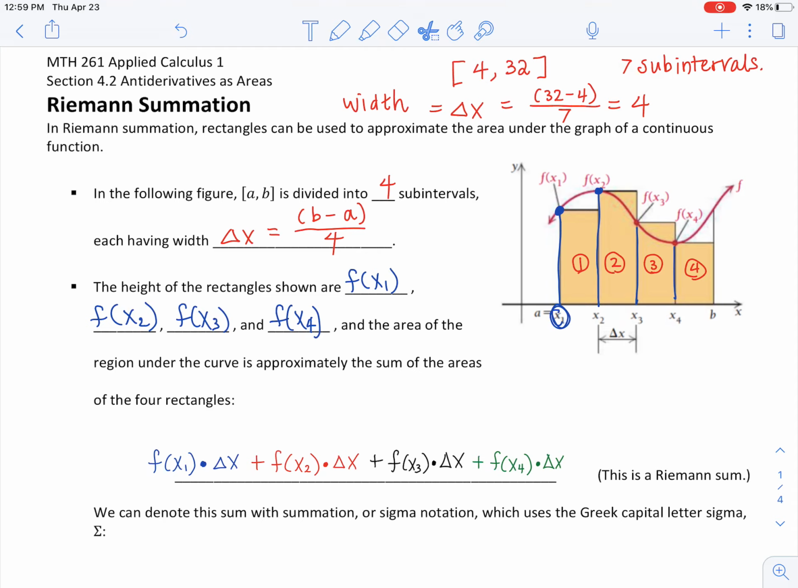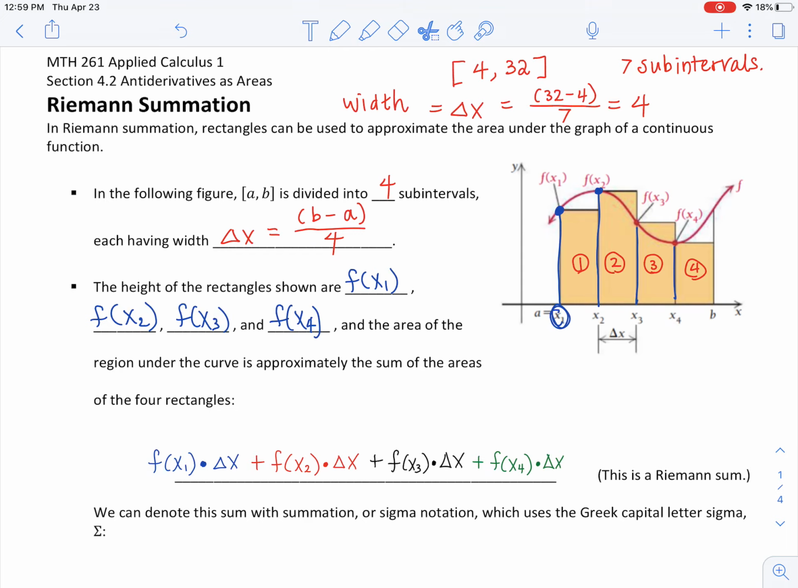Now, this is just a notation for the sum of 4 rectangles, right? The sum of areas of 4 different rectangles. Suppose you divide this into more pieces, like 16 rectangles. Then you have to find the area of 16 rectangles and just add them all together. What we just did is called a Riemann sum. It's a sum because we're adding them, right?